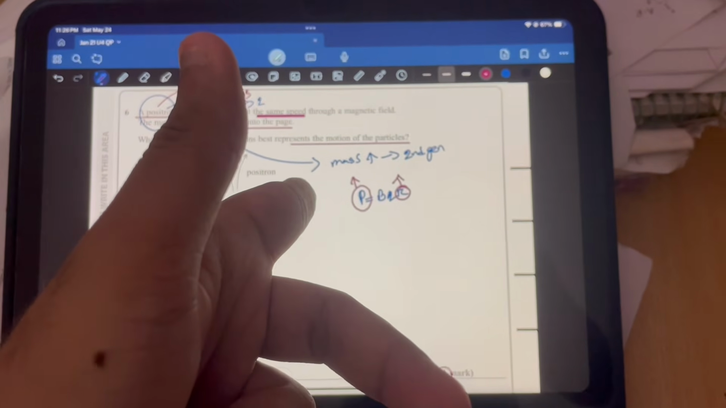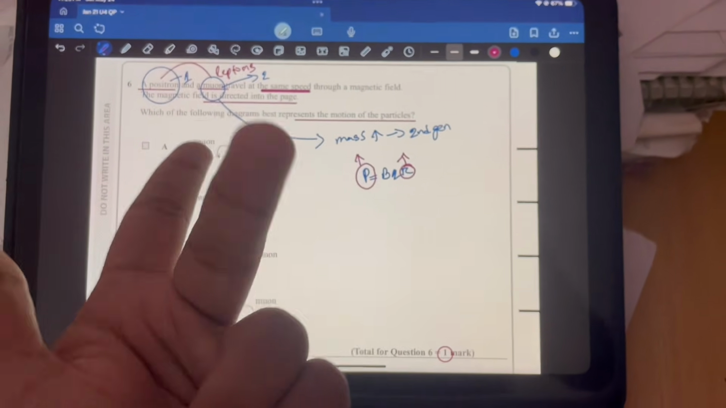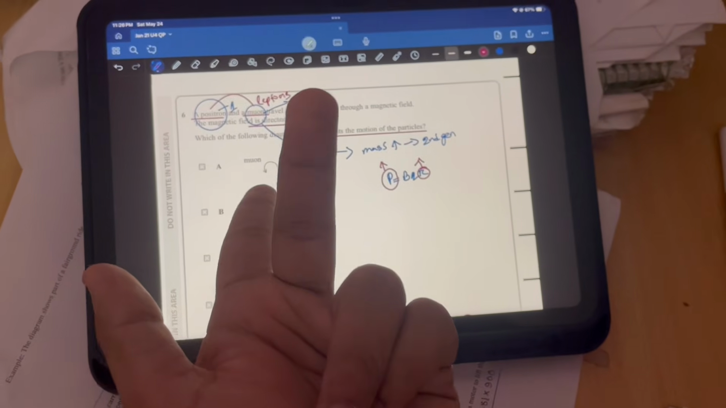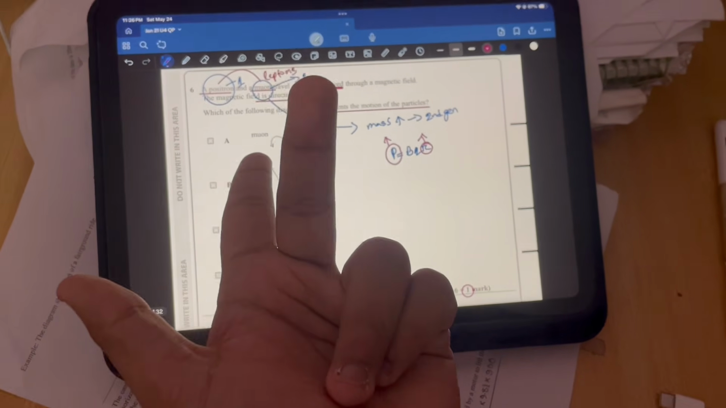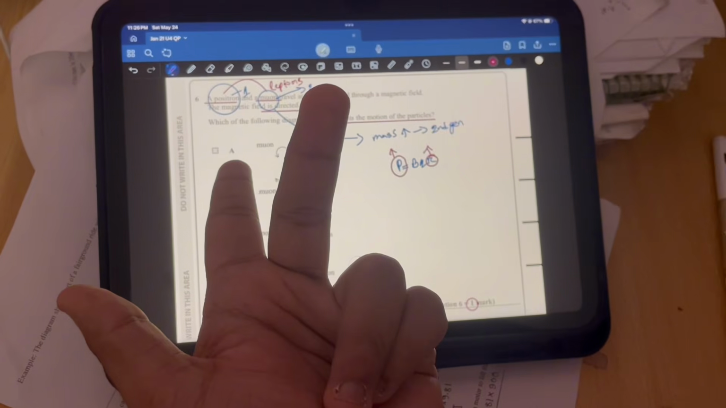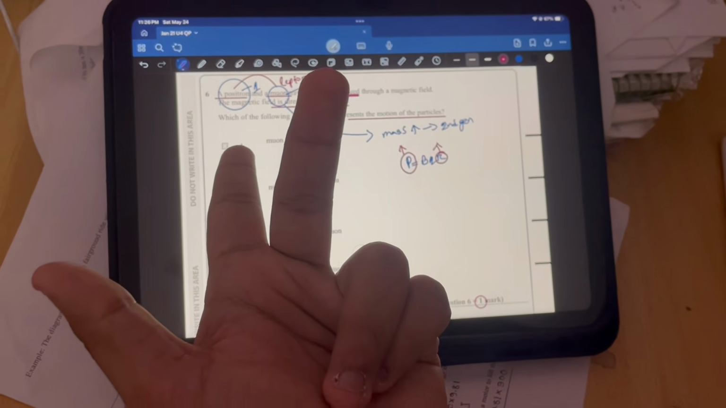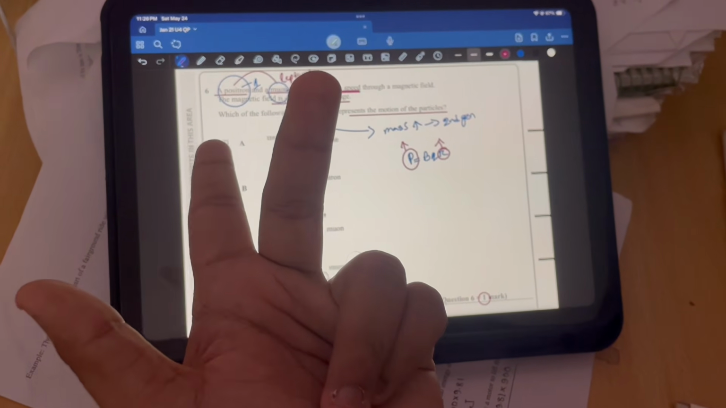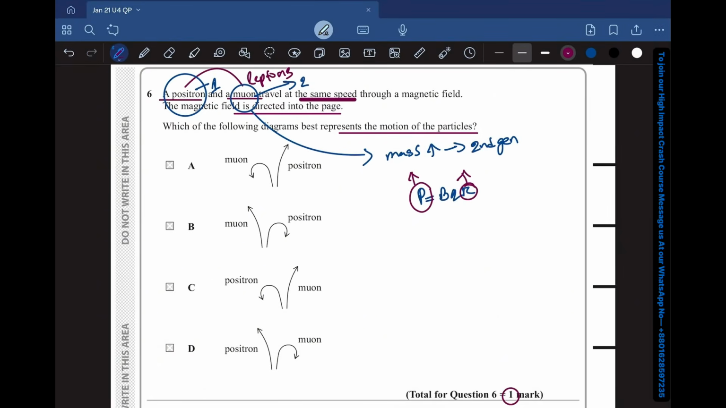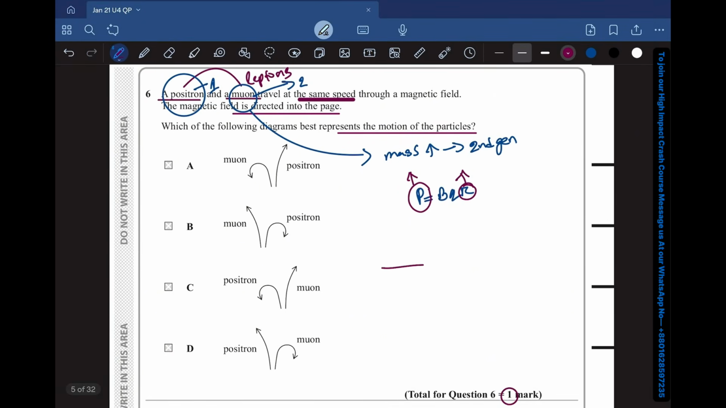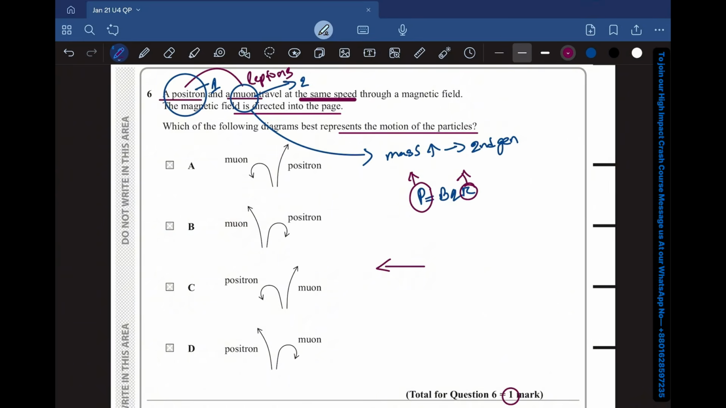If the magnetic field is directed into the page and the current is moving upward, so this is our current, then our force will be towards the left. So a positively charged particle will spiral in the left hand direction. As the force was in this direction, a positively charged particle will spiral in this direction, so the positron is going to spiral towards the left.